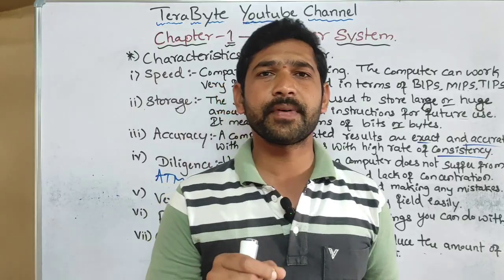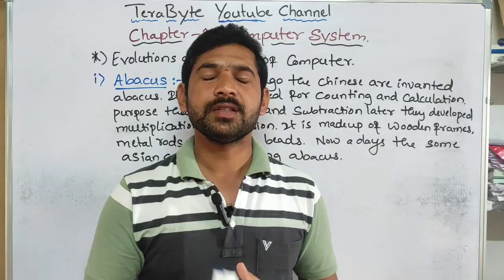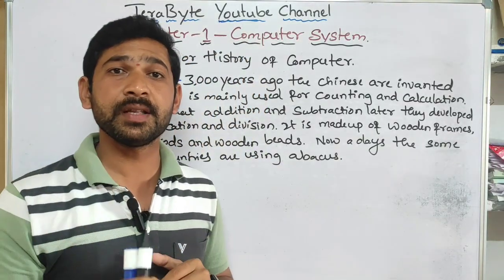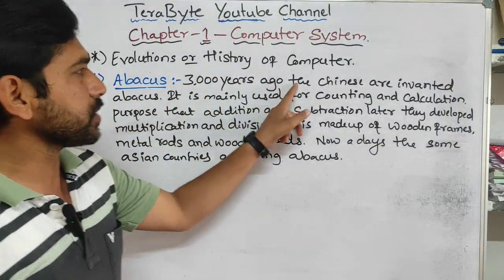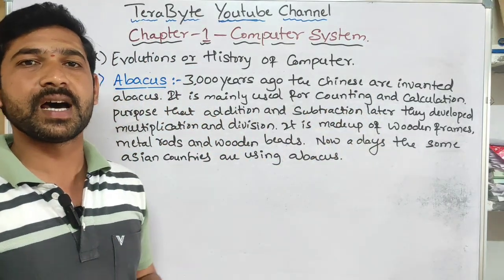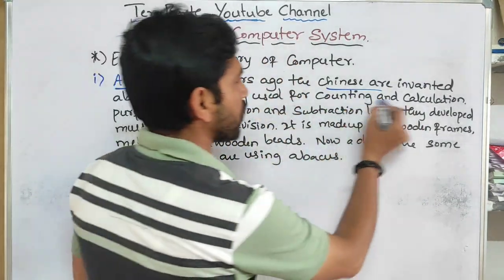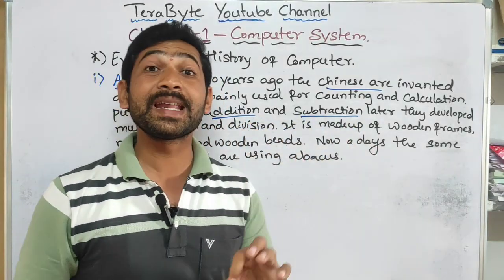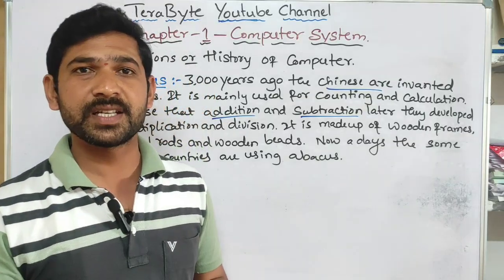Evolution or history of computer. Okay, the next one is evolution or history of computer. So first, evolution means Abacus, which is the first counting and calculating machine. The first counting and calculation machine is Abacus. 3000 years ago, the Chinese invented Abacus. When was it invented? 3000 years ago. Then it is mainly used for counting and calculation purposes, that is addition and subtraction.